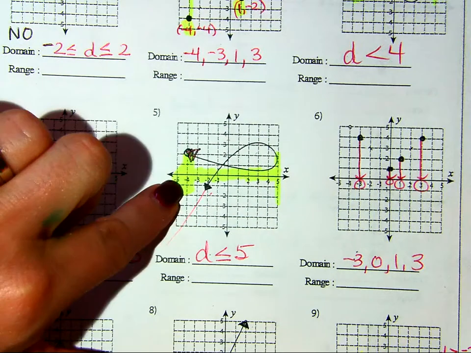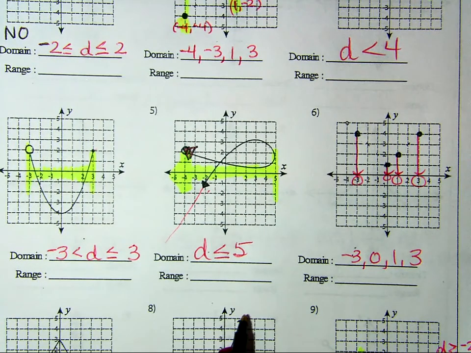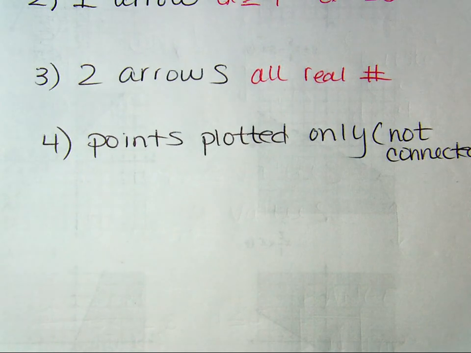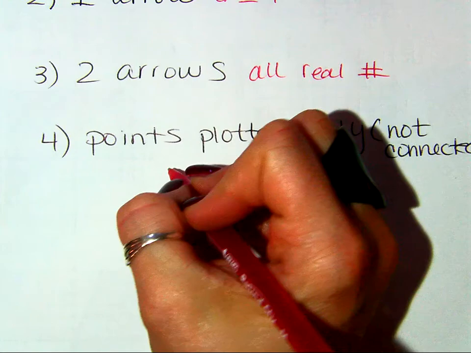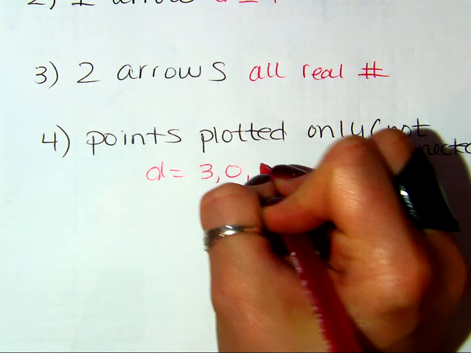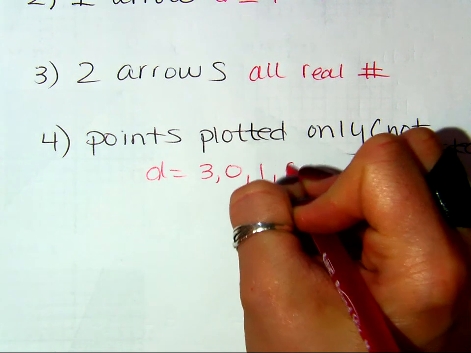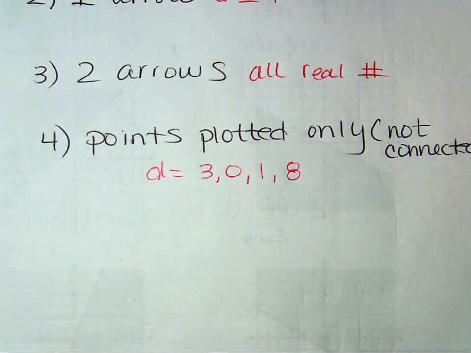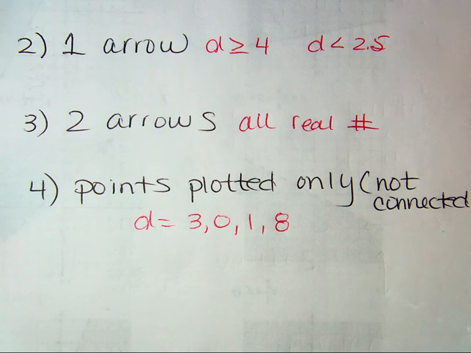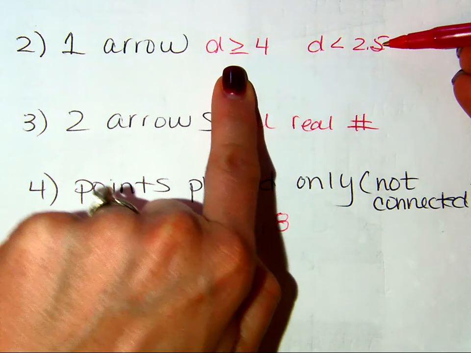Okay? And then when the points are plotted and they're not even connected, that's when you're going to see a list of numbers. So your domain would actually be like 3, 0, 1, 8. All right. So this is kind of your guideline. No arrows, ending. Goes forever in one direction but not the other. Everything, and then only certain points.